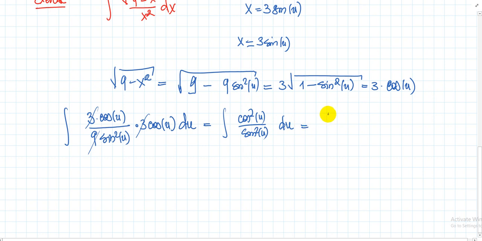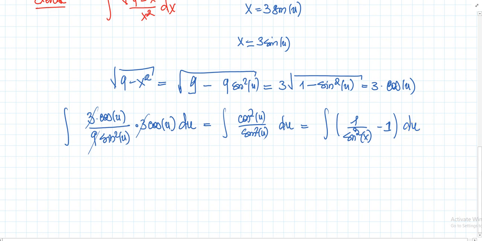So let me write this as the integration of 1 minus (1 over sine square of x minus 1). Okay, let's write this like this. Can I do this? Yes. Because if you now take the common denominator, it will be 1 minus sine square of x, which is cosine square of x.